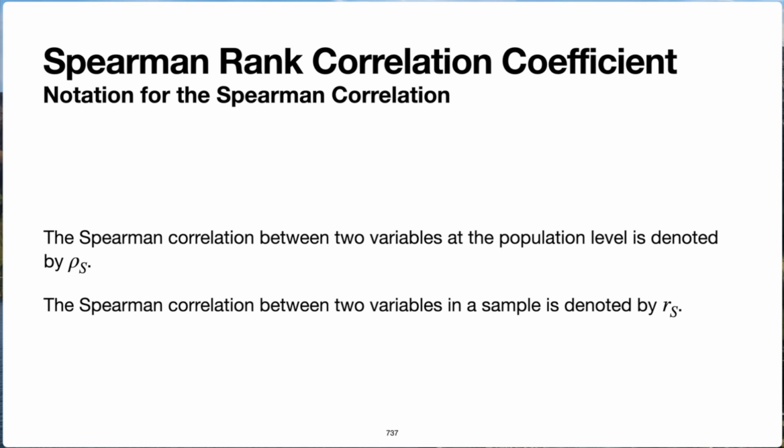All right, now let's look at the notation for the Spearman correlation. So you'll recall that the Pearson correlation coefficient at the population level is denoted by the lowercase Greek letter rho. The Spearman correlation between 2 variables at the population level is denoted similarly, but we subscript rho with S for Spearman, obviously. And we do the same type of thing with the Spearman correlation coefficient between 2 variables at the sample level. We use the lowercase Roman letter r as we did with the Pearson correlation, but we subscript it with S to indicate that this is the Spearman correlation, not the Pearson correlation.